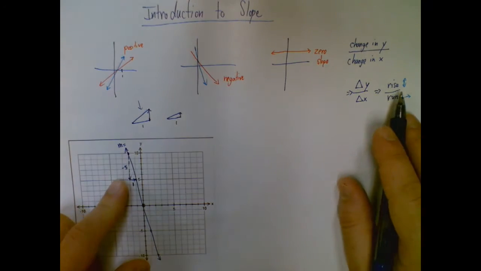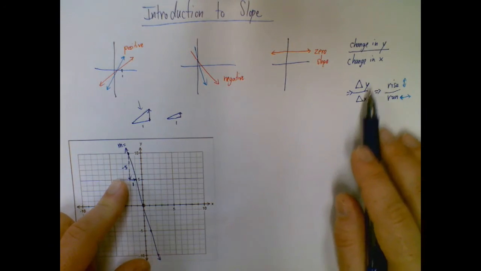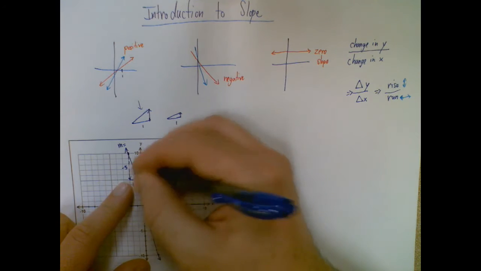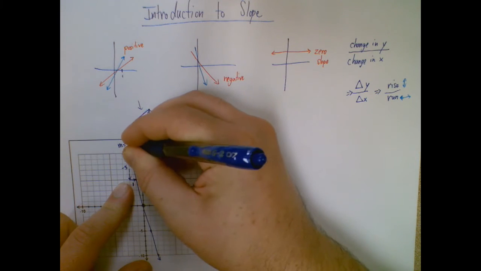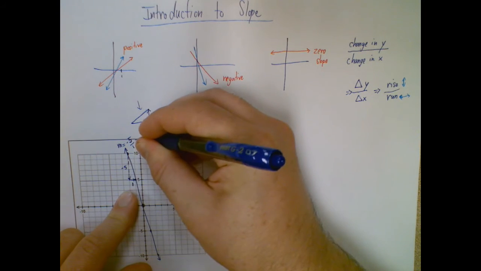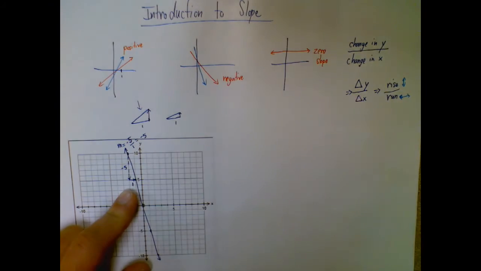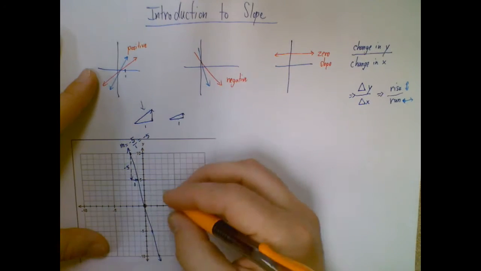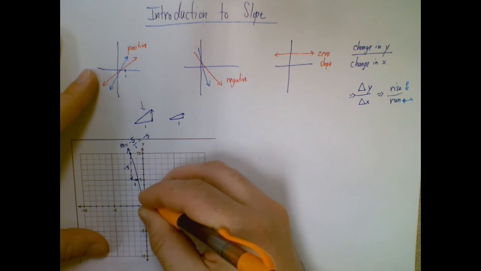In this case, I'm looking at the change in y over the change in x. My change in y was negative 5. My change in x was 1. So my slope here is just negative 5. Let's look at another one really quickly. Maybe a positive one this time.